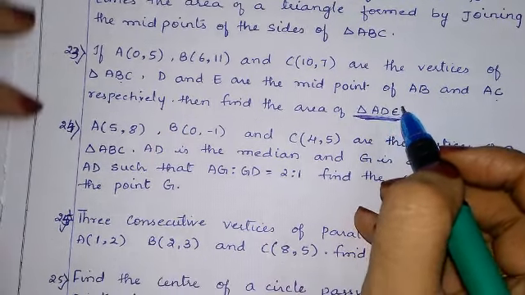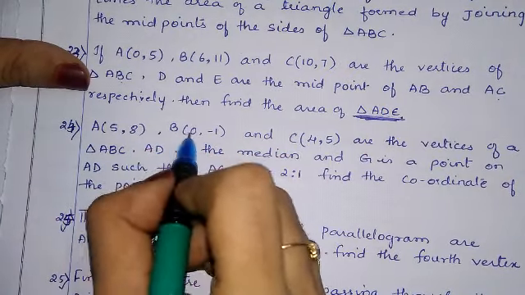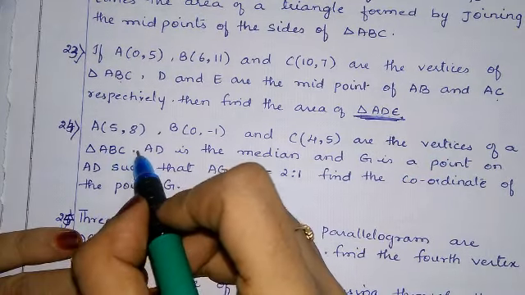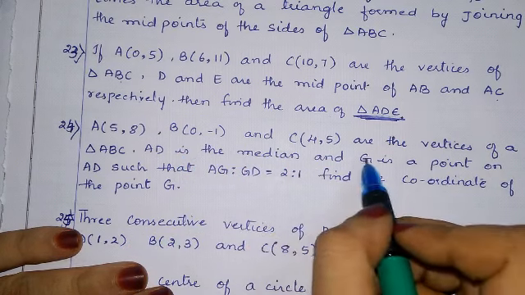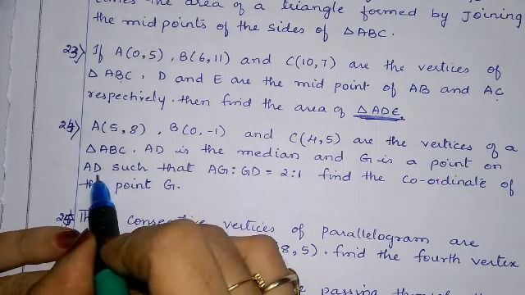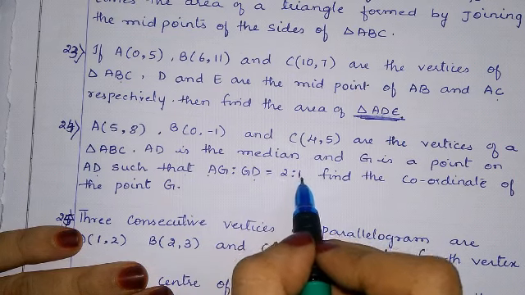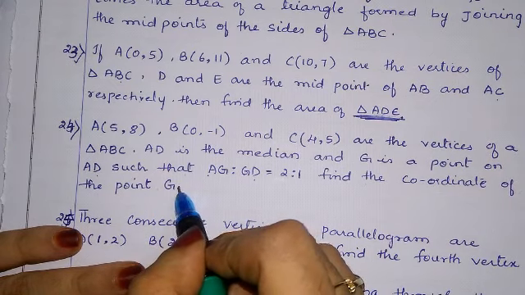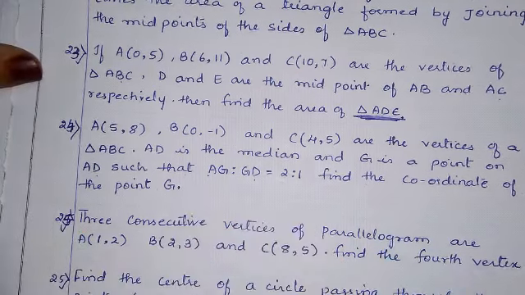See, the next question is question number 24. Let me solve this. A, B and C are the vertices of triangle ABC. AD is the median and G is the point on AD such that AG to GD is 2:1. Find the coordinates of the point G. Okay, this we will solve now.